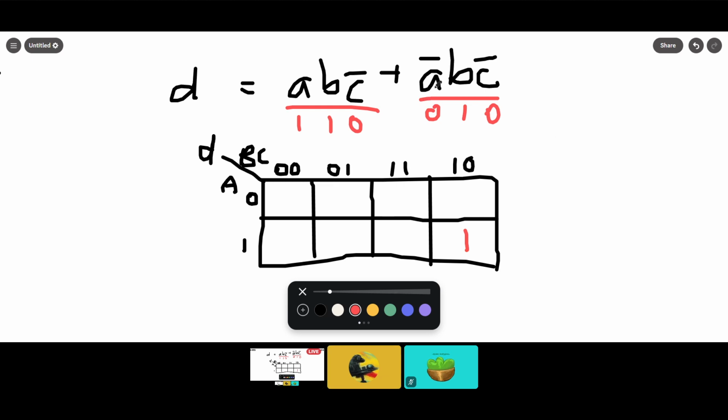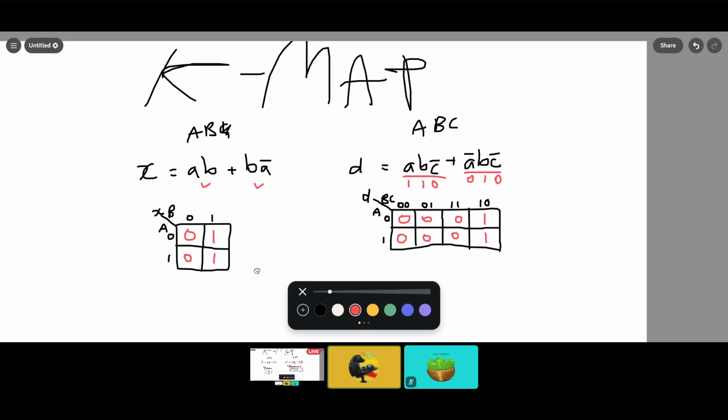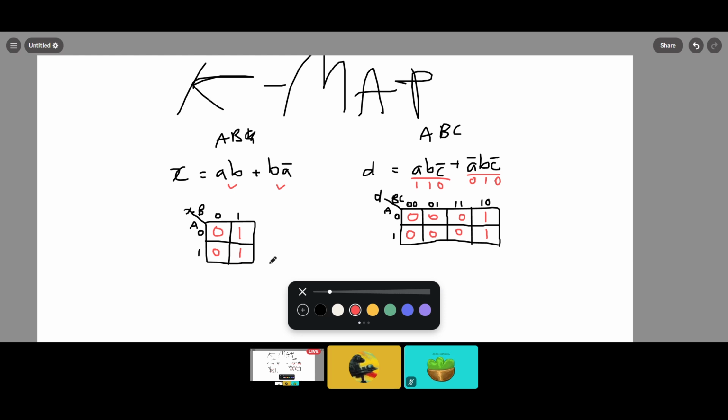A bar, A is 0, oh okay. B is 1, oh okay. C is 0, oh okay. That's it. A is 0, B is 1, C is 0. And again, process of deduction, the rest will be 0. And you've filled up your kmap already. That's it. That is how to fill up a kmap.